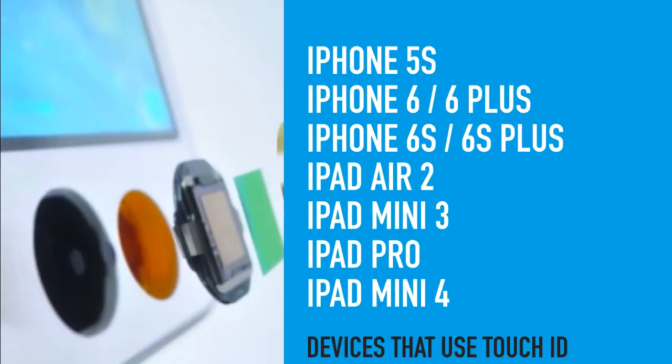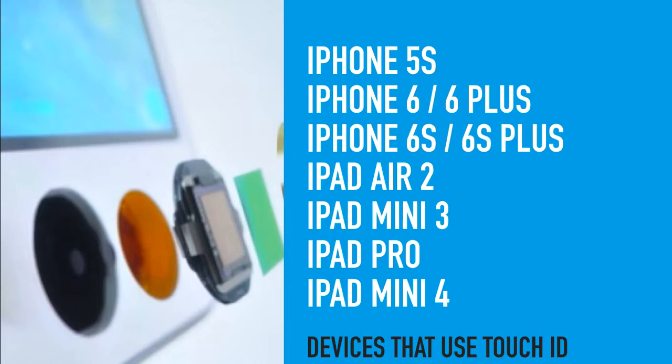Now here is a list of Apple devices that are currently using Touch ID technology, pretty much the technology that allows you to unlock your device using your fingerprint through the home button. So devices include the iPhone 5S, the iPhone 6 and 6 Plus, the iPhone 6s and 6s Plus, the iPad Air 2, the iPad Mini 3, the iPad Pro and the iPad Mini 4. All use Touch ID technology for their home button.